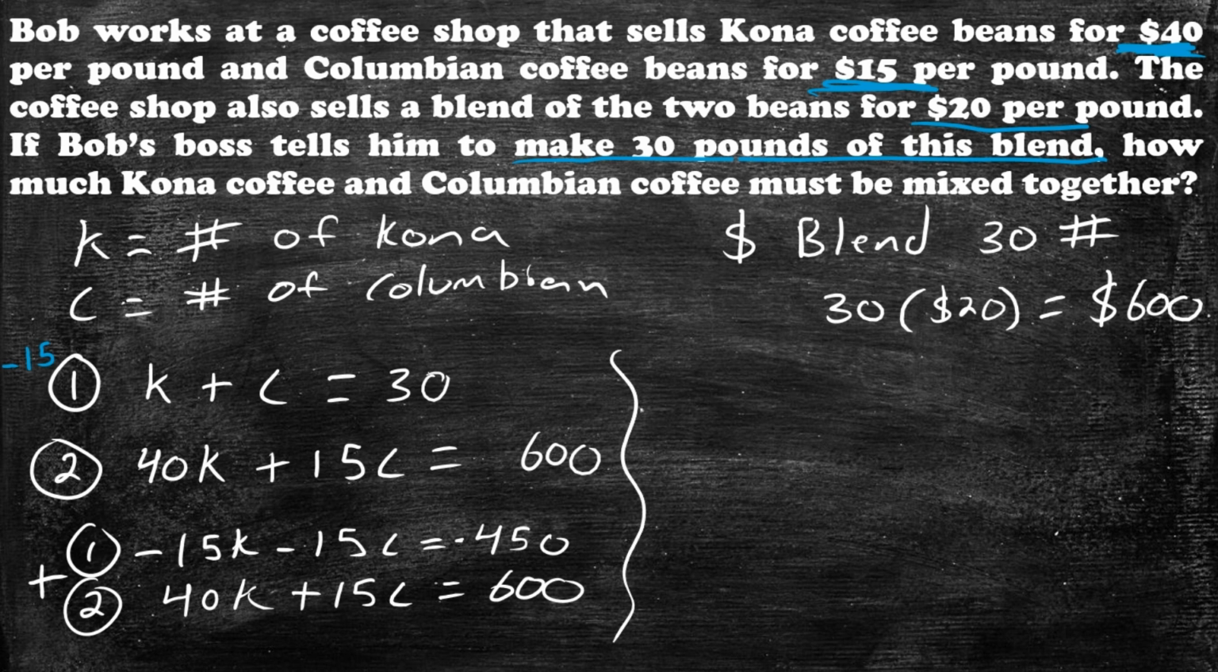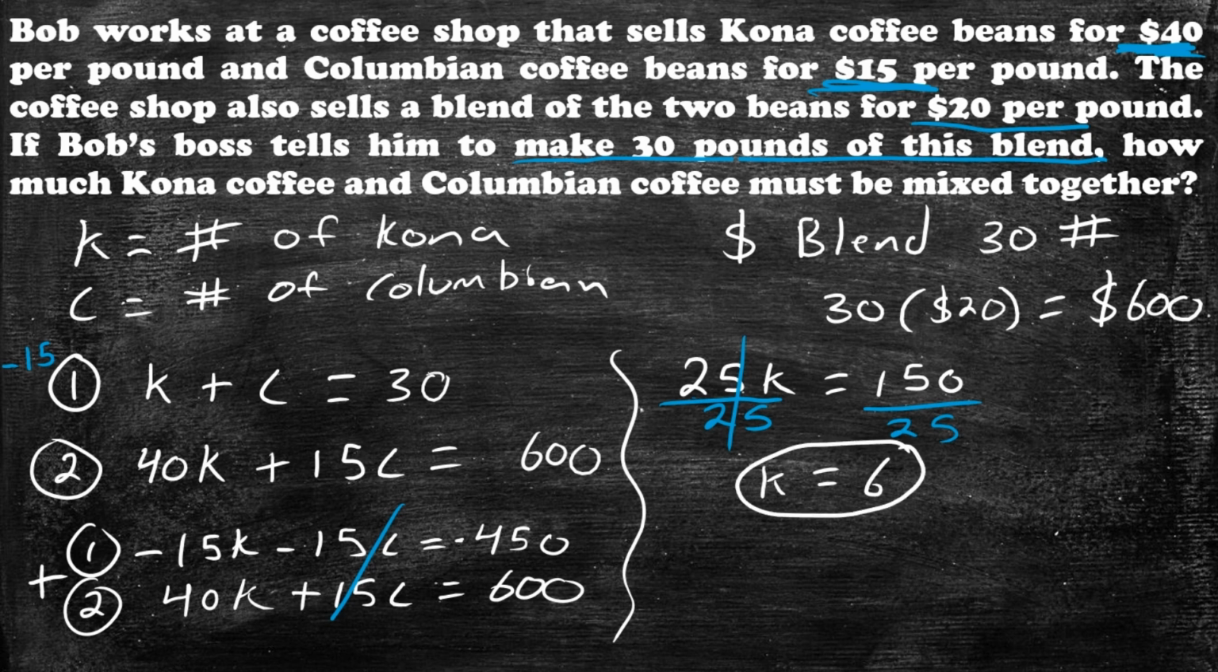So negative 15k plus 40k is equal to 25k. The c's are going to cancel out. And then we got negative 450 plus 600 is equal to 150. And to get k by itself, we divide by 25. Divide by 25. So those 25s cancel. And we get that k is equal to 6.